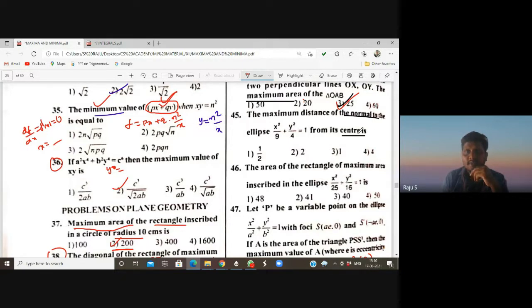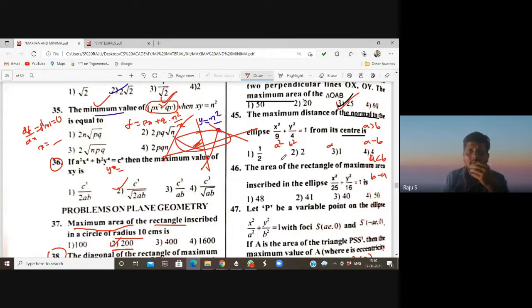It's from its center. So the ellipse normal is nothing but this, and if it is a tangent, this is the normal. Okay, the maximum distance they ask. Comparing A square and B square, if A is greater than B, the maximum distance is A minus B. If A is lesser than B, the maximum distance is B minus A.